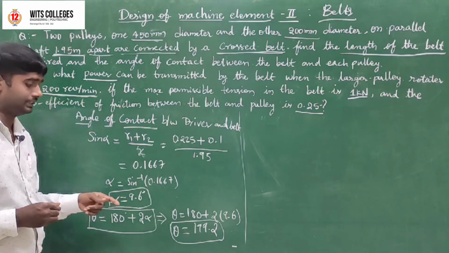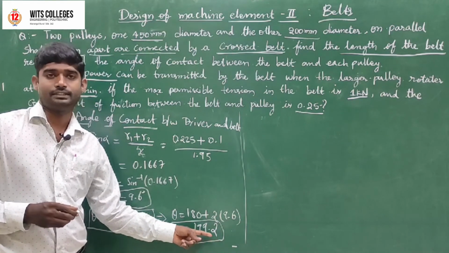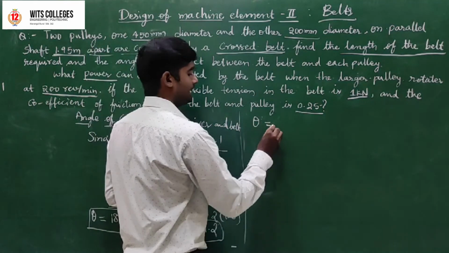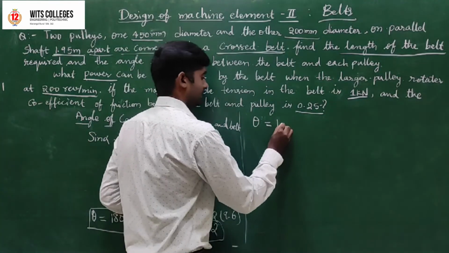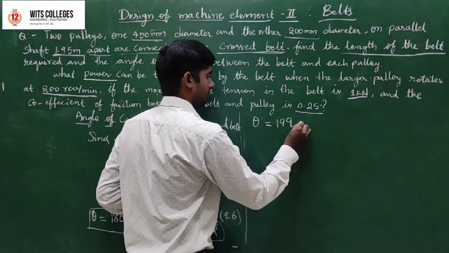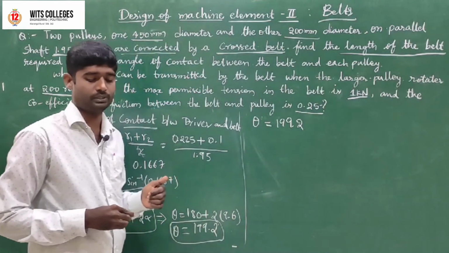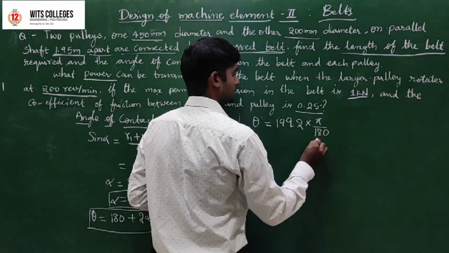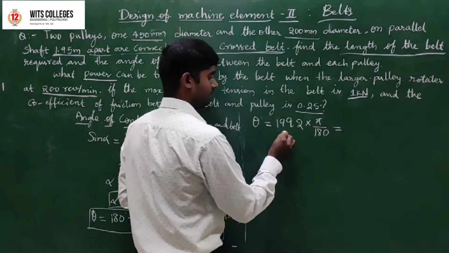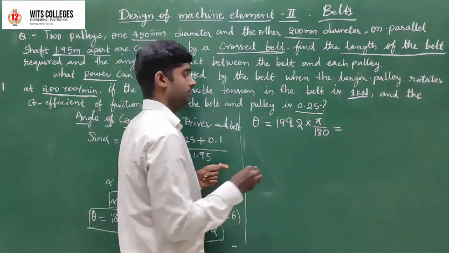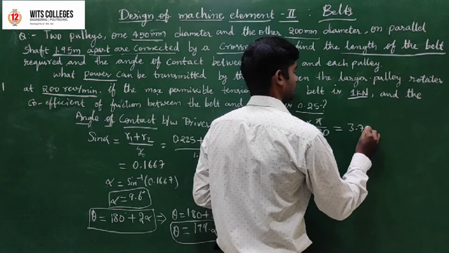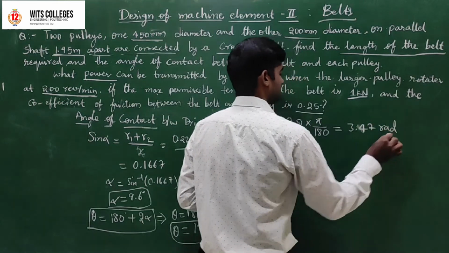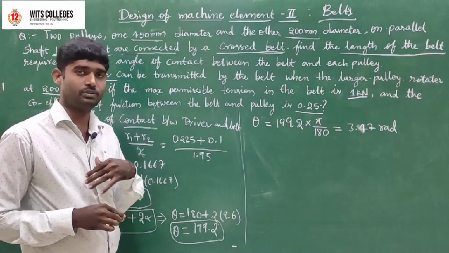This is in degrees. Converted into radians, theta is equal to 199.2 into pi by 180. Then theta is equal to 3.47 radians.